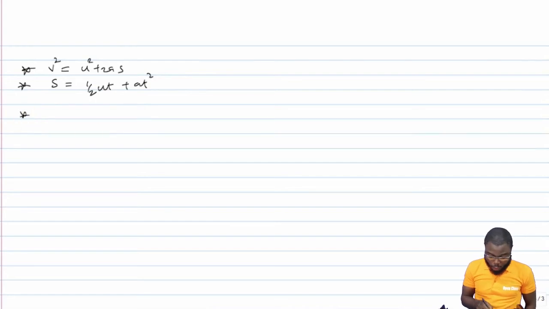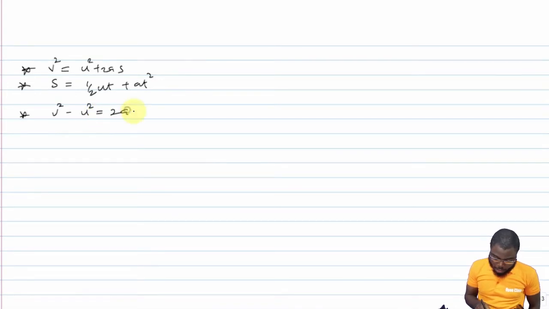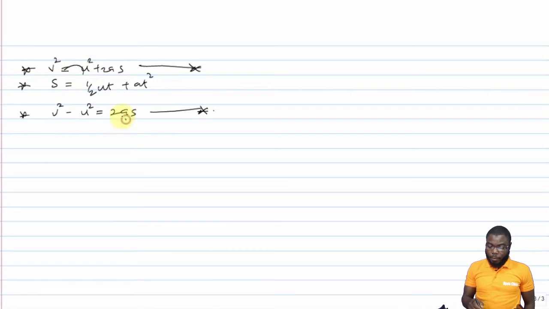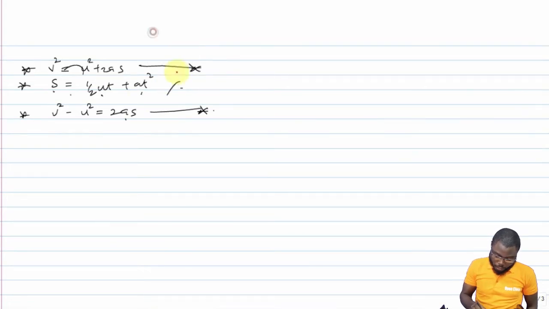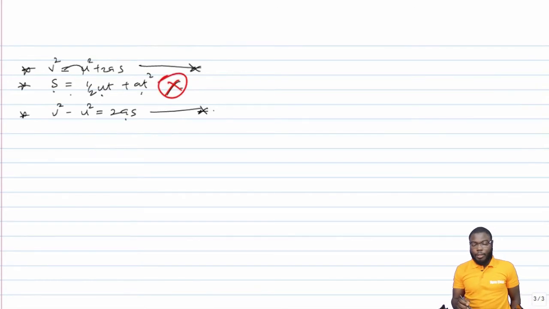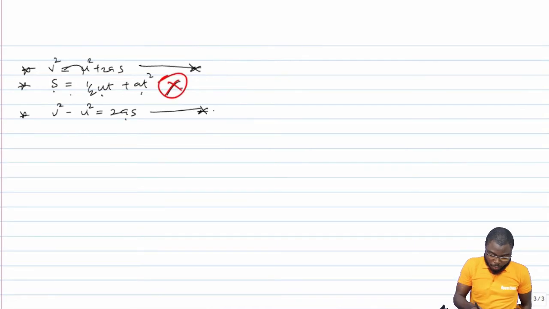Another one says v squared minus u squared equals 2s. These are actually the same thing; it's just taking this one to this side, so it's the same thing. So this equation is not correct. It's supposed to be s equals ut plus a half at squared. This is incorrect, so that's the answer. All right, let's move on to question number 2.